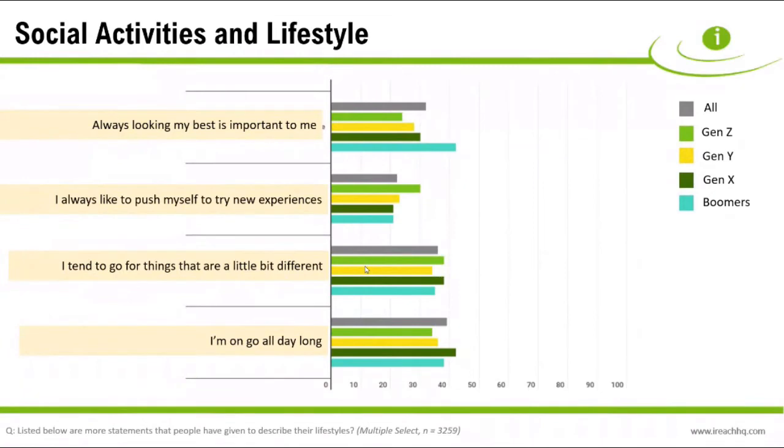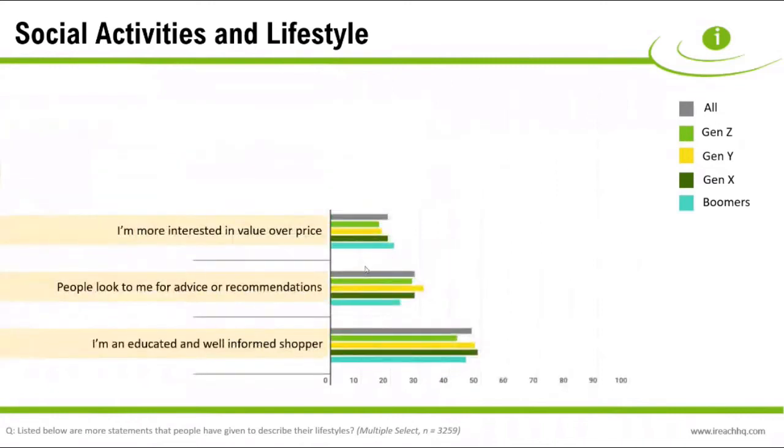"Always looking good is important to me," again, which might surprise some people, is of most interest and strongest description for Boomers at the very top. And then you'll see the rest are quite similar. People looking for things that are a bit different. "I'm on the go all day," not dramatically different in some of these activities or lifestyle traits. Again, sometimes it's value over price we look at here. And you'll see, if I can just draw your eyes to the bottom of the page, you'll see the scale there, 0 to 100.